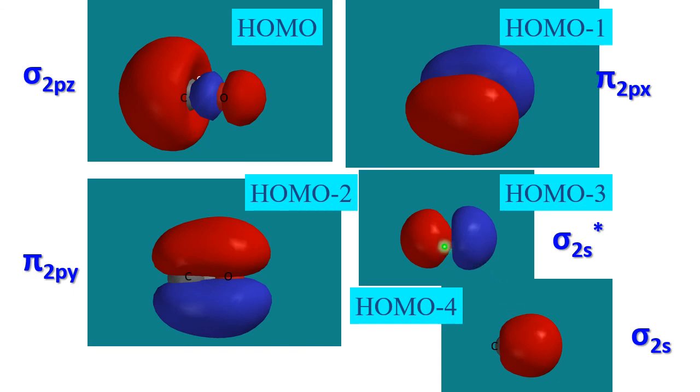And then there is the antibonding sigma 2s orbital, slightly asymmetric because carbon is not oxygen, and the bonding sigma 2s orbital, again asymmetric, shifted towards oxygen.